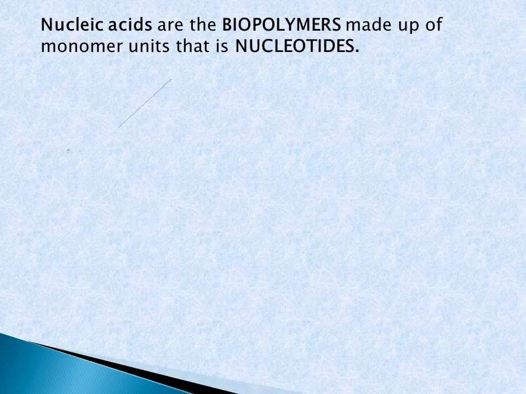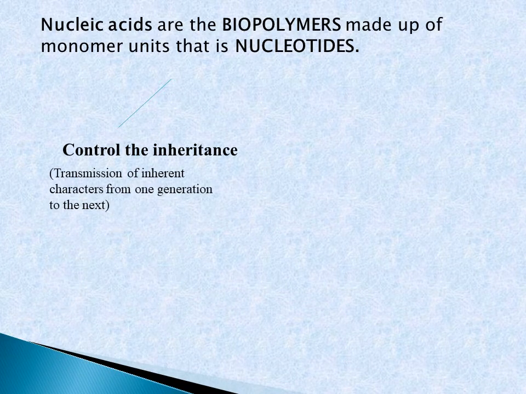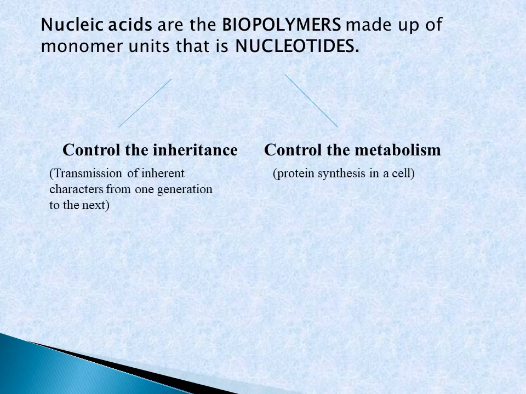Nucleic acid performs two functions. First function is to control the inheritance. Control the inheritance means transmission of inherited character from one generation to the next generation. Second important function of nucleic acid is to control the metabolism by the process of protein synthesis. Nucleic acids are of two types, that is DNA and RNA.